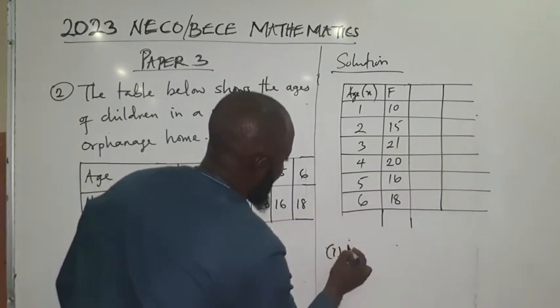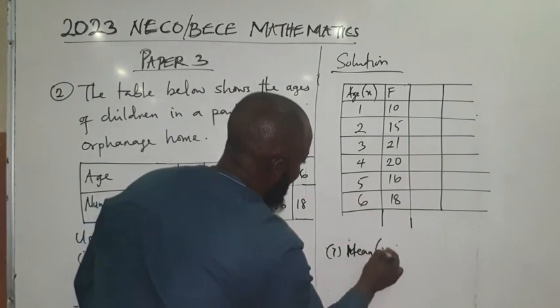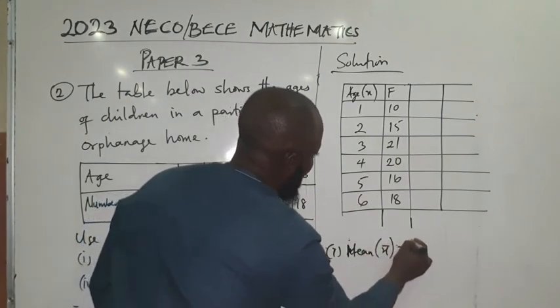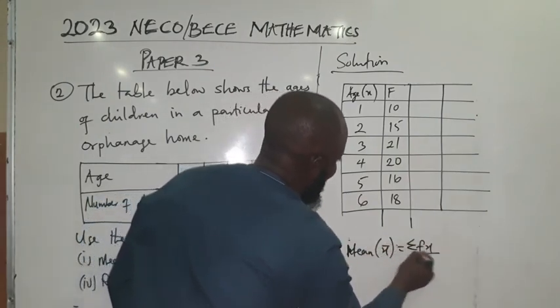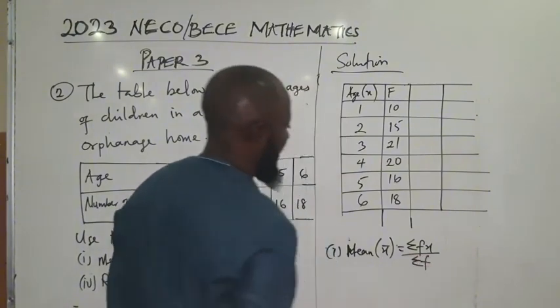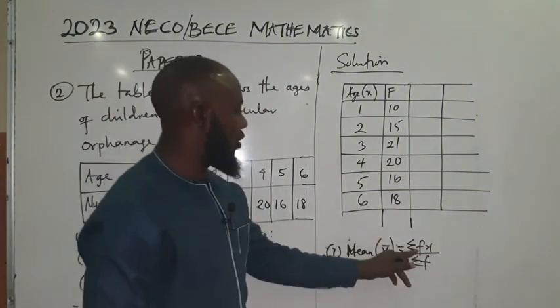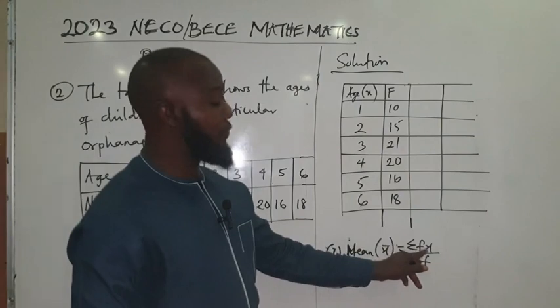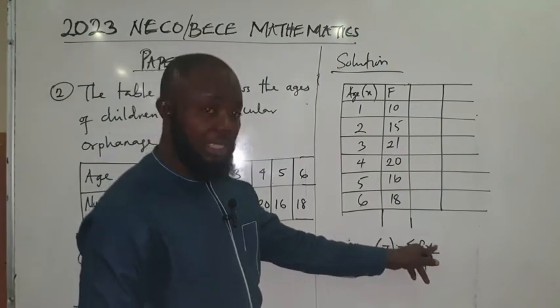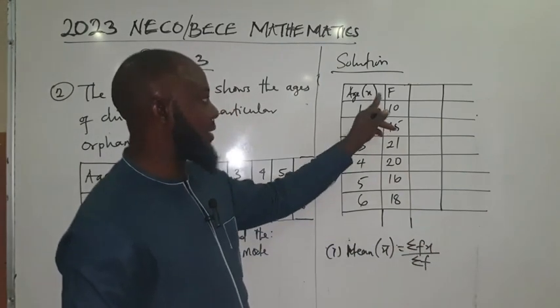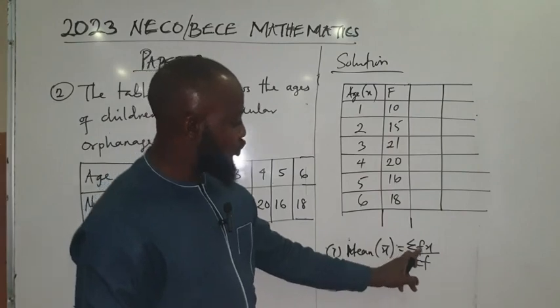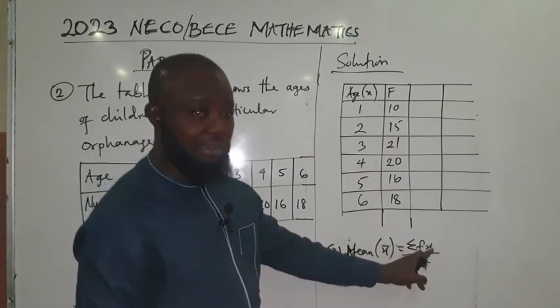So mean here, which is the same thing as what? X bar is what? Summation fx divided by what? Summation f. That is the addition of the multiplication of frequency and what? The age, x. I said this one is x, this one is f. So which means you are going to multiply f and x together first.